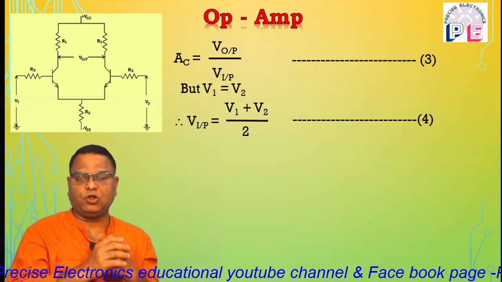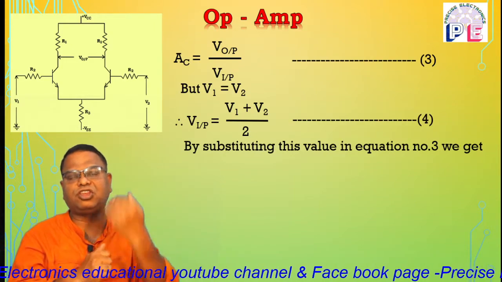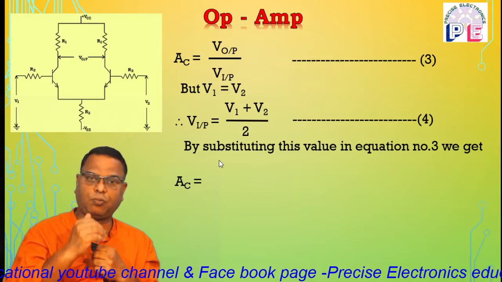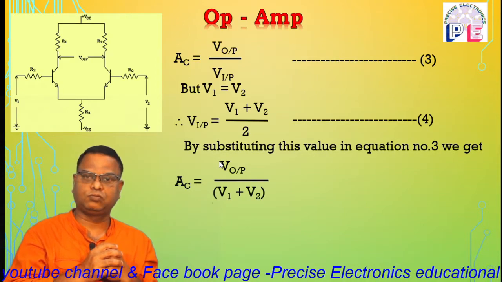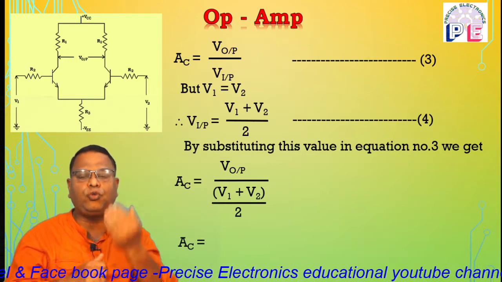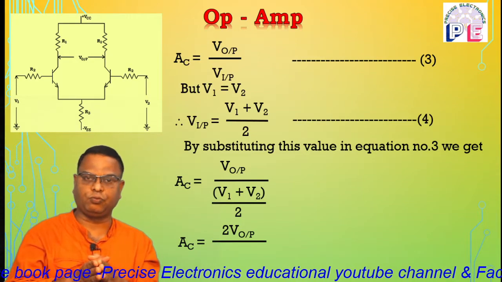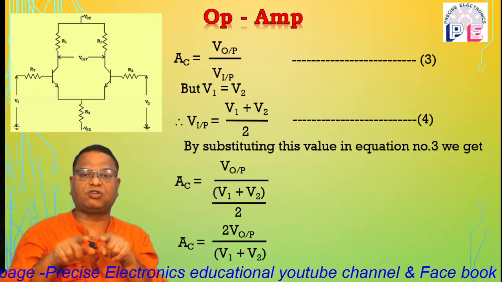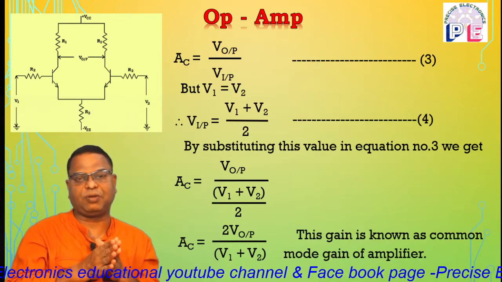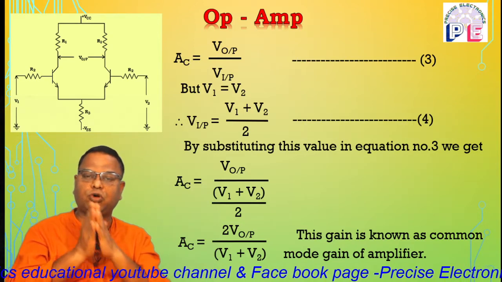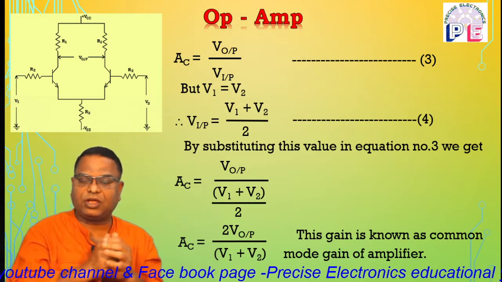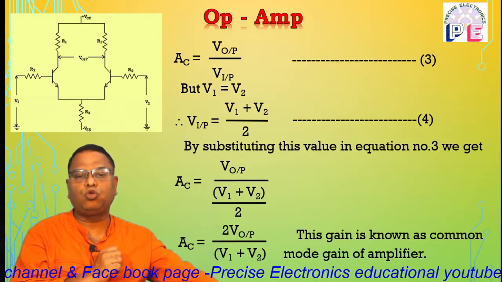By substituting this value of V input in equation number 3, we get A suffix C is equal to V output upon V1 plus V2 by 2. By rearranging this equation, we get AC is equal to 2V output upon V1 plus V2. And friends, this is our final equation for the gain of the amplifier in common mode. So it is known as common mode gain of the amplifier. So common mode gain of the amplifier is equal to 2V output upon V1 plus V2, while the differential mode gain of the amplifier is V output upon 2V input.